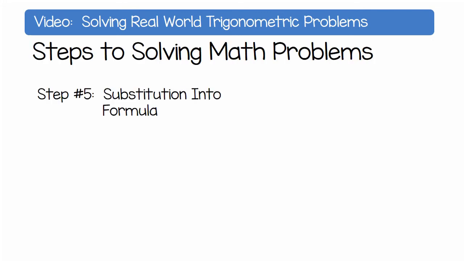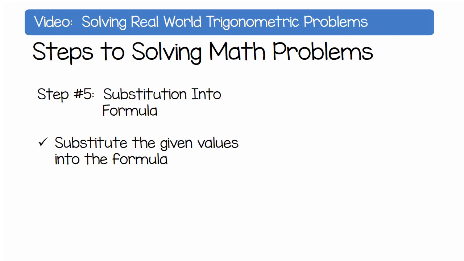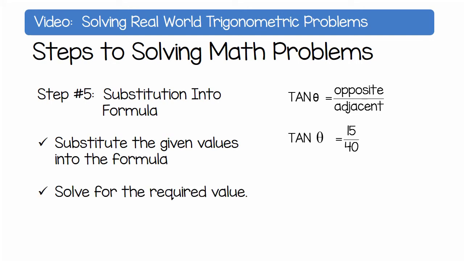Now, substitute into the formula. Substitute the given values that you've found so far into the formula. Tan theta is opposite over adjacent. Tan theta is 15 over 40.